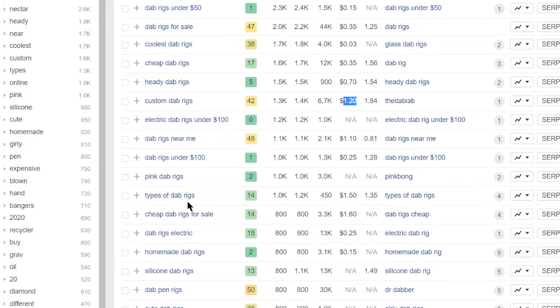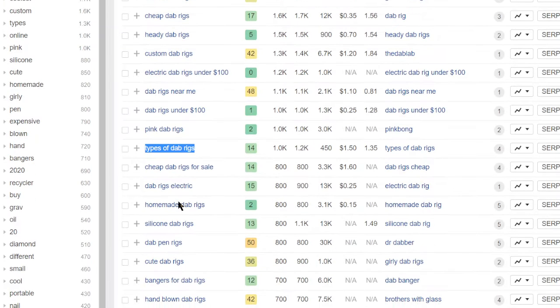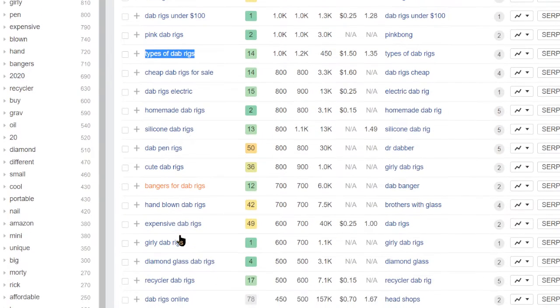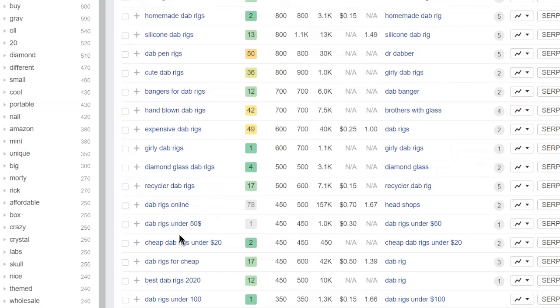Types of dab rings. Okay, so I'll give you an idea. You can have a site and you should have a mix of informational content, transactional content and commercial intent content. In the informational content, you can pick keywords like these: the types of dab rigs, maybe 5 types of dab rigs, 10 types of dab rigs, or how do you clean a dab rig, things like that.